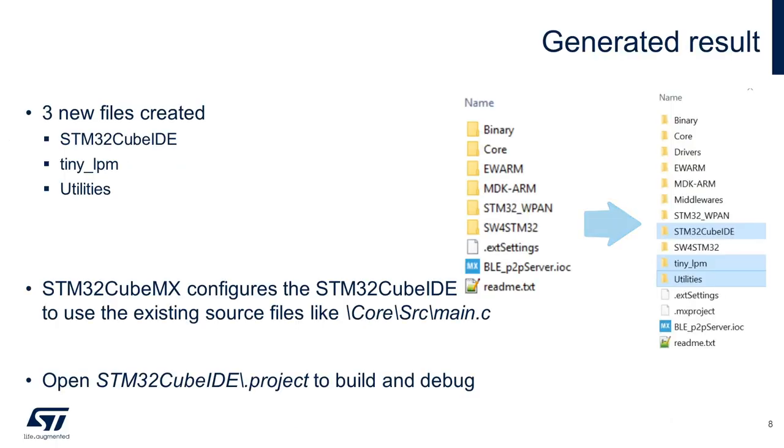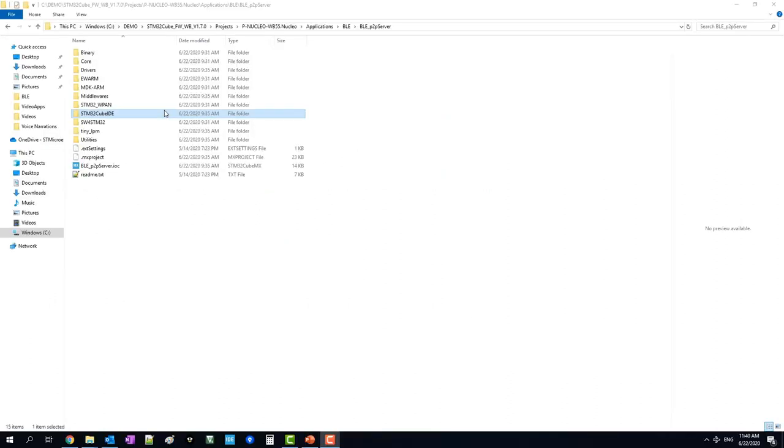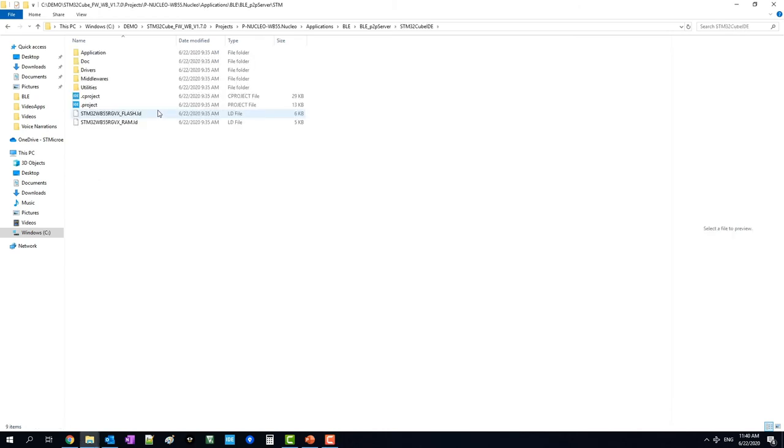After generating the project, you'll notice three new files were created. Note that CubeMX configured the STM32CubeIDE project to use the existing source files, like main.c, so that you can use the example right off the bat. Now let's check the newly generated STM32CubeIDE project to build and debug it. Don't forget to enable the debugger. Enable the trace options if you want to see the trace messages. Open the STM32CubeIDE project and build this by pressing the hammer icon.